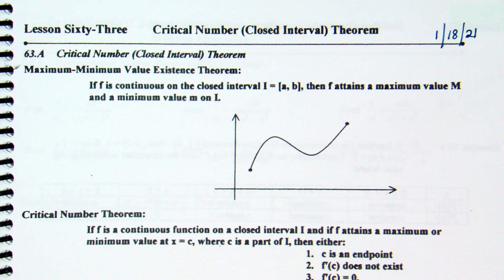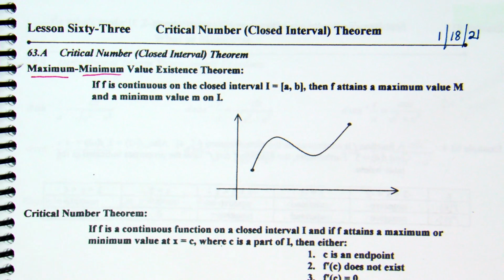In calculus, we sometimes run into existence theorems, which just show that something exists. And for the maximum minimum value existence theorem, read and find out. If f is continuous on the interval I, which is the interval from A to B, then f attains a maximum value, M, and a minimum value, small m, on I.